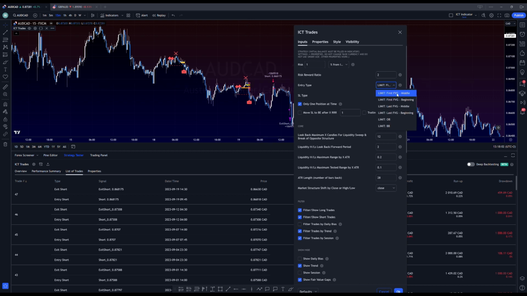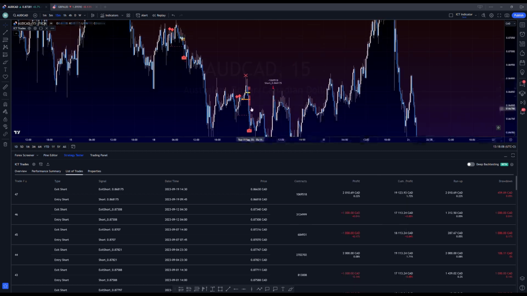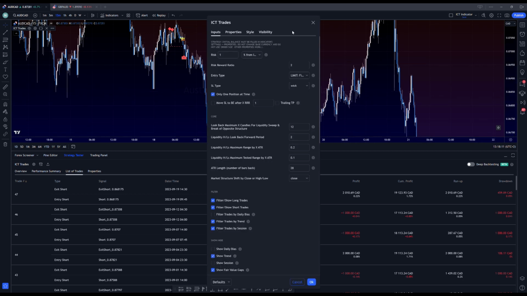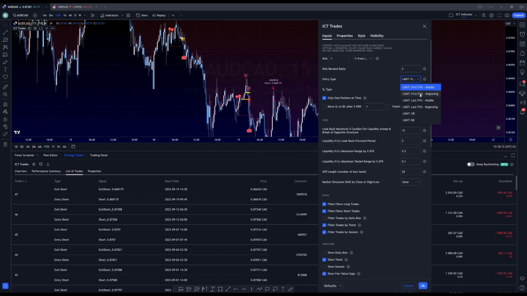So if you want to enter on the first fair value gap middle, it is here in the middle. There is a middle line, as you can see here. If you want to enter in first fair value gap beginning, it is here. Last fair value gap, it is this one, and in the middle it is here, this middle line, and last fair value gap beginning is here, okay? Or you can enter in order block, which is this yellow line, or you can enter in breaker block, which is this orange line.